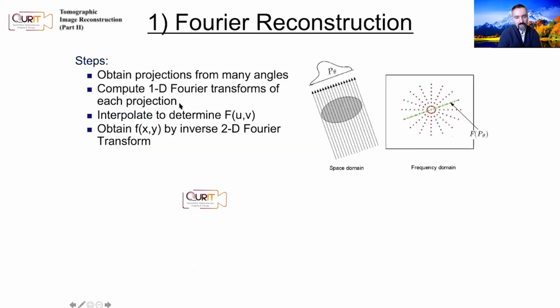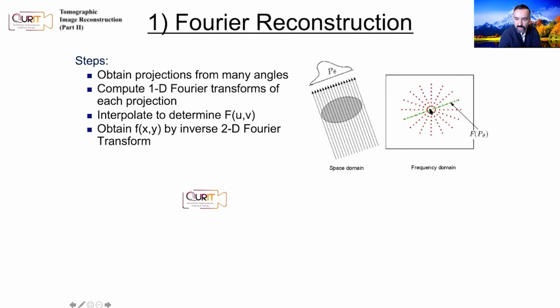So let's talk about Fourier reconstruction. I think this one, by now, you've figured it out. We already said it in a sense. You obtain the projections from many different angles, and then you do the 1D Fourier transforms. That effectively means you're sampling your Fourier domain at these different slices. And then finally, because you've already sampled it, you just interpolate between these.